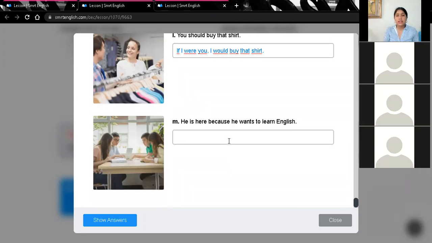Alondra, the last one. It says, he is here because he wants to learn English. So if he didn't want to learn English, he wouldn't be here. Excellent. Okay, Guillermo, how do you feel after this exercise? What is the part that confuses the most? The past. The past, okay, remember that the if is the one that goes with the past tense. And the other one, the one without the if, goes with would or could, depending on the context of the sentence, right?